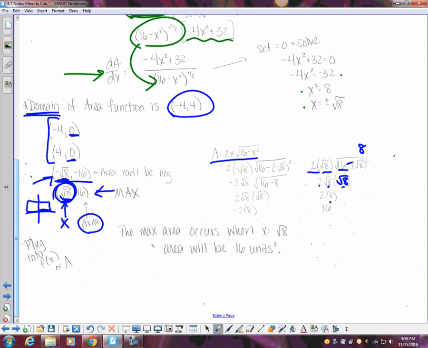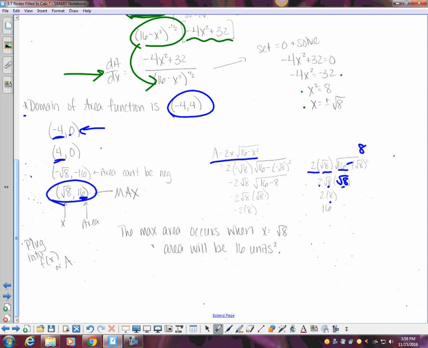Just watch the nitty-gritty math. So this becomes my max because it is my biggest number. Again, the endpoints of my domain didn't work because they gave me 0 as an area. Plug them in and you'll see. You get a 0. This one gave me a negative area. We talked about how it couldn't be negative, and that just proves that point. Area can't be negative. So this is the x value it needs to be. This is the max area.